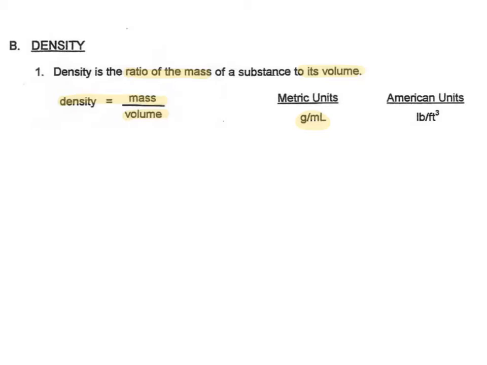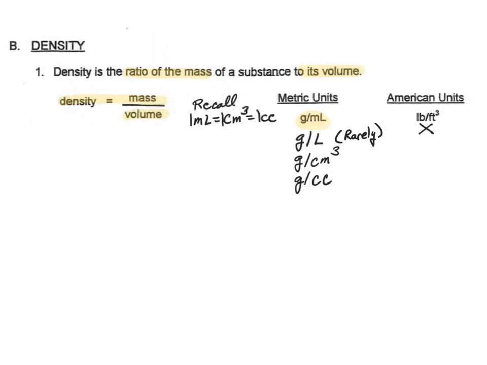In the American system, they may use pounds per cubic foot, but we will not be using the American system at all in this course. Some other units that you'll see for the metric system, sometimes you'll see grams per liter, although that is rare. The other ones that you commonly see, though, are grams per cubic centimeter or grams per cc. And so those two are both commonly used because they are exactly the same as the grams per milliliter unit. Recall that 1 cc equals 1 cubic centimeter equals 1 milliliter.